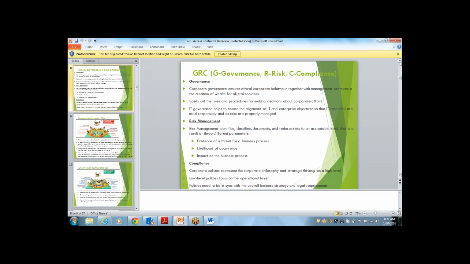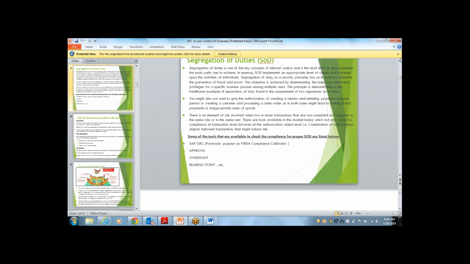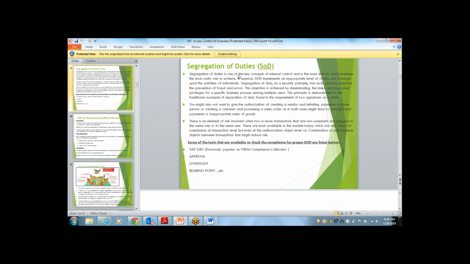From the definition point of view, segregation of duties is one of the key concepts of internal control and is the most difficult and sometimes the most costly one to achieve. In essence, SOD implements an appropriate level of checks and balances upon the activities of individuals. As a security principle, its primary objective is the prevention of fraud and errors. This objective is achieved by disseminating the tasks and associated privileges for a specific business process among multiple users.